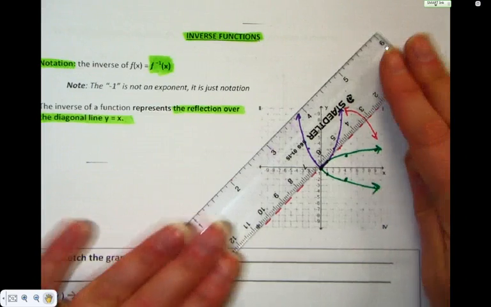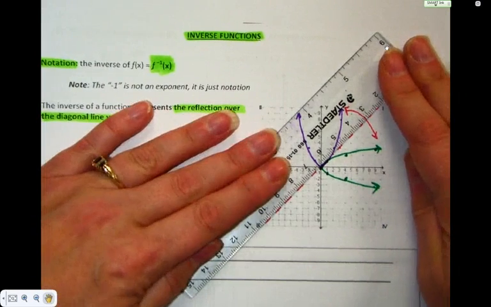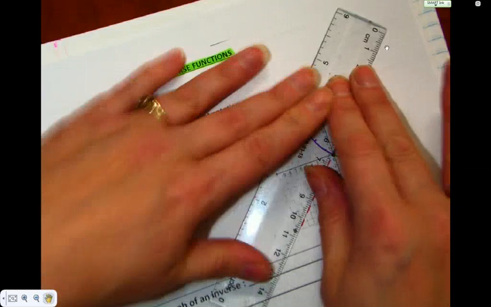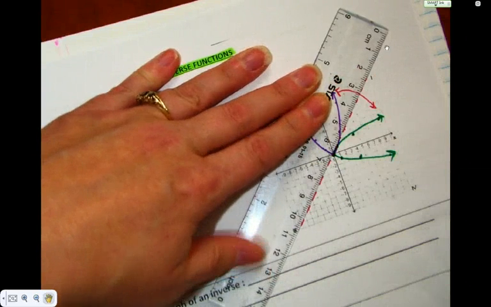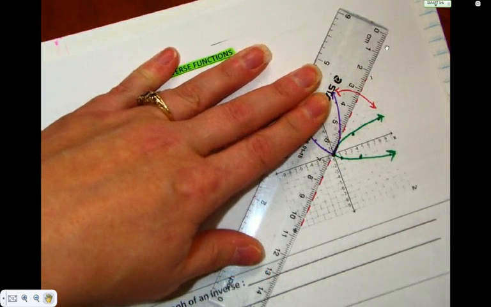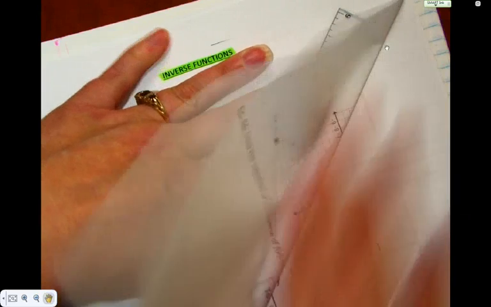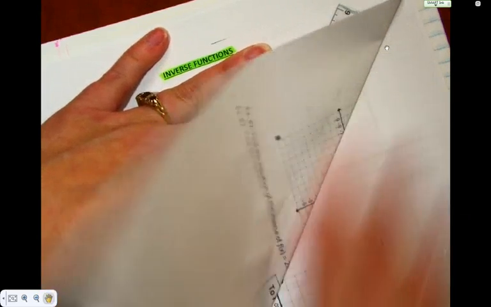Okay, so I want you to put your ruler right on that reflection line. I want you to hold the ruler tight because I don't want it to move. So I'm pressing down pretty hard because I don't want that to move. And I'm going to take my paper and I'm going to fold it right on that line.